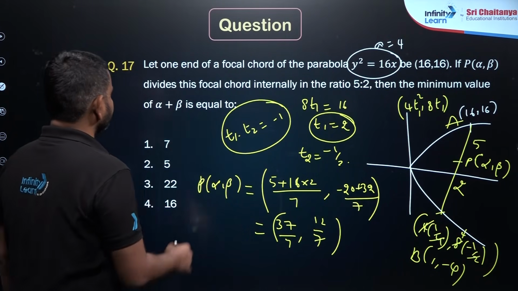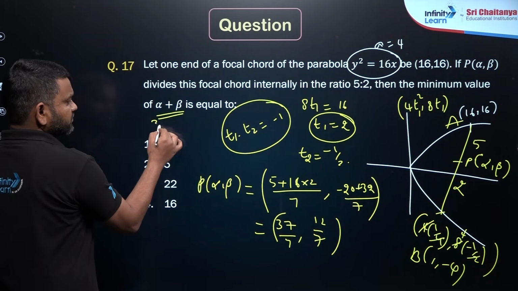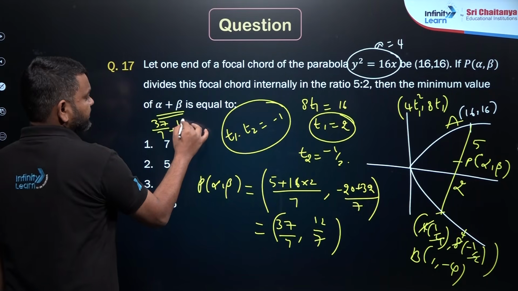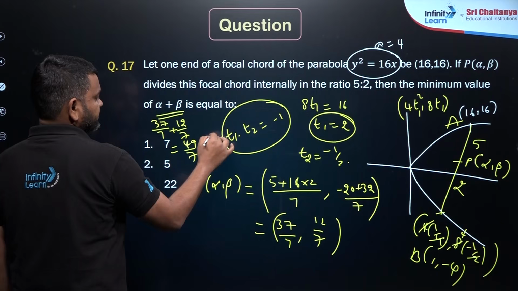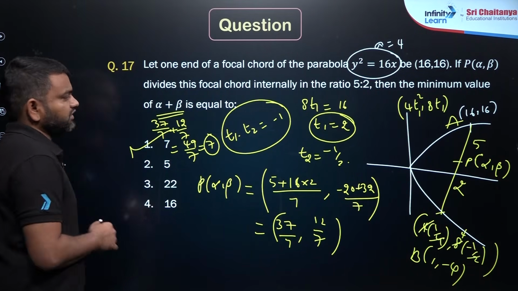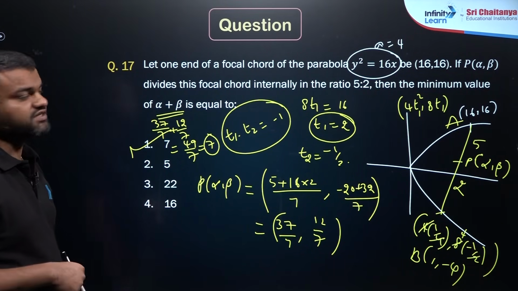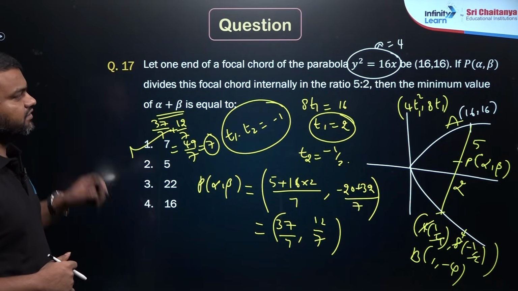And what are we asked to find out? Alpha plus beta. So 37 by 7 plus 12 by 7. 49 by 7, your answer is going to be equals to 7. So 7 is going to be your answer here. Alright, next.